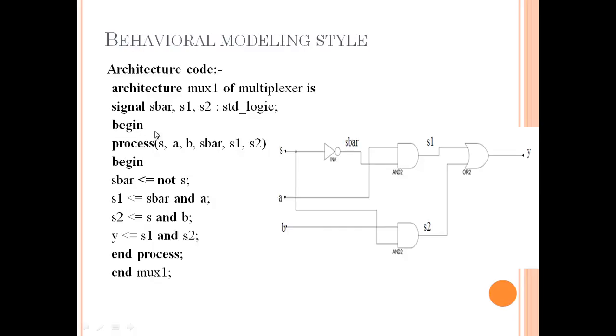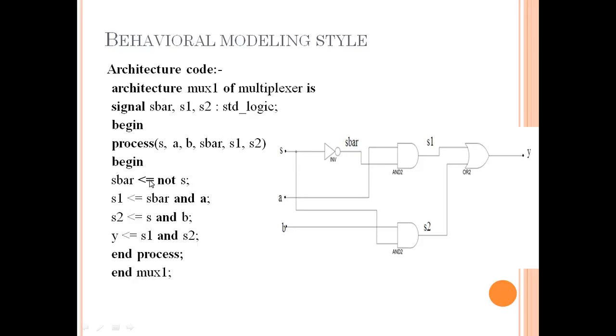So in this we have to write the process statement. In the process statement we have to write different types of signals on which the different operations are to be carried out. So S, A, B, S bar, S1 and S2 are the different signals which are used in the 2:1 multiplexer on which the operations are to be carried out. Also, for the process we have to write the begin keyword.